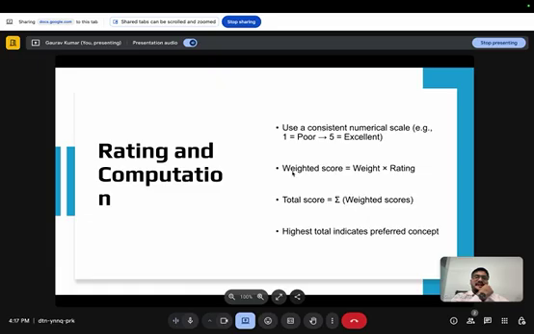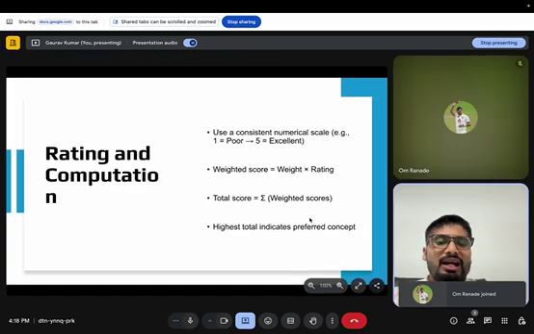So each concept receives a rating, typically on a 1 to 5 or 1 to 10 scale, for every criterion. These ratings are then multiplied by the corresponding weights, and the total weighted score indicates each concept's relative merit. So this numerical approach makes our evaluations consistent, objective and traceable.